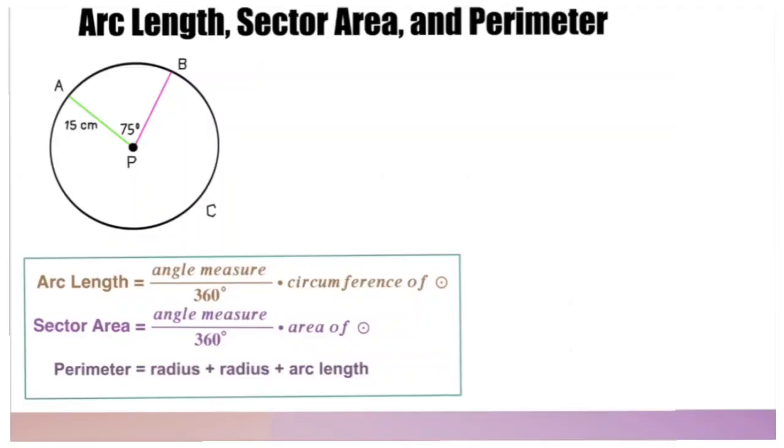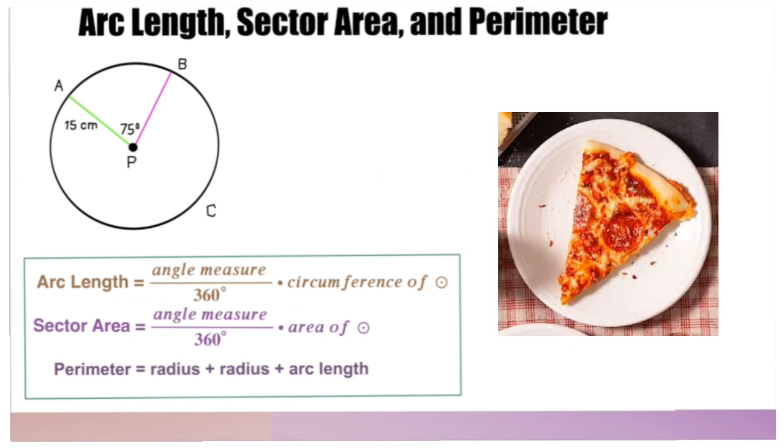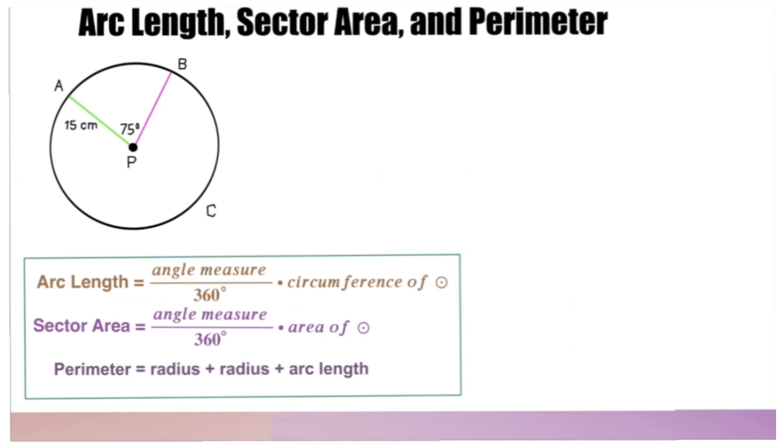Basically, let's have this image right here of a circle. We can say that that part of the circle, APB, or however you read it, is a sector. So if you imagine a pizza, right? The entire slice of pizza is what we call a sector. But in line with it, we can have three different concepts: arc length, sector area, and perimeter.